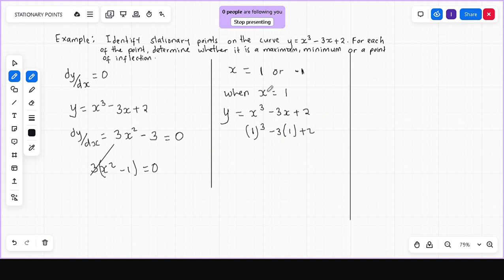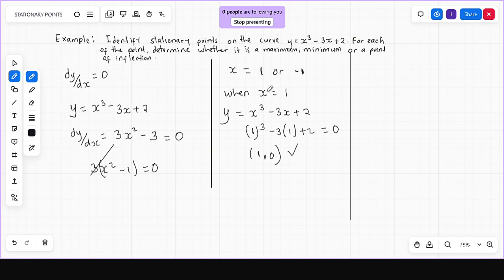So the value of y here is going to be 0. So the first coordinate of the stationary point is going to be x comma y. So it is 1 comma 0. So this is the first stationary point.